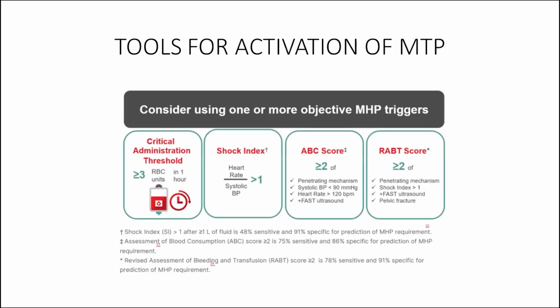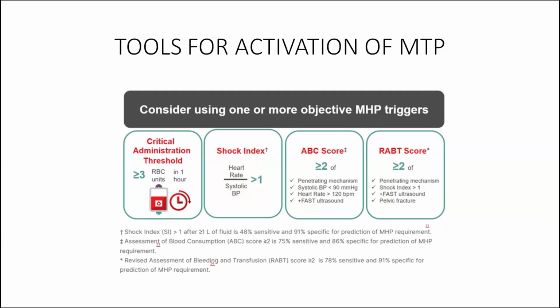Okay, one is the critical administration threshold. Whenever your patient has hemorrhagic shock, if they require more than 3 PRBCs in 1 hour, you can call for MTP. Shock index is one thing, that is heart rate over systolic blood pressure. If it is more than 1, even then you can activate an MTP. If an ABC score of more than or equal to 2 is present, then you can activate MTP.